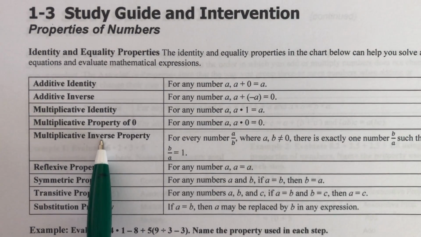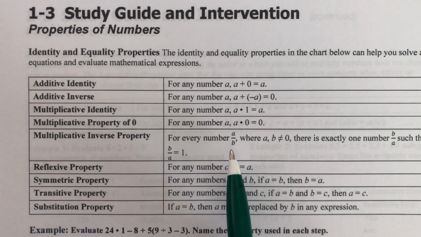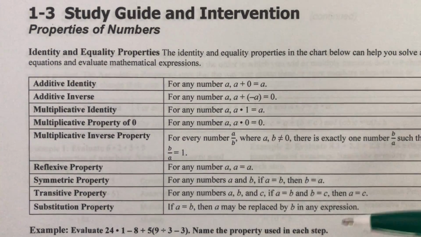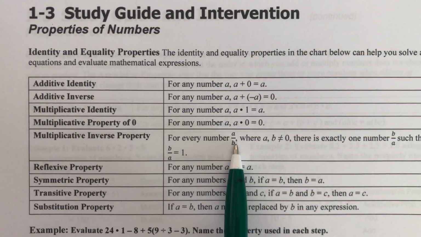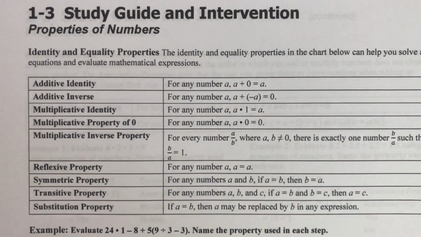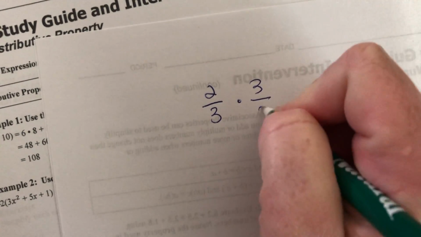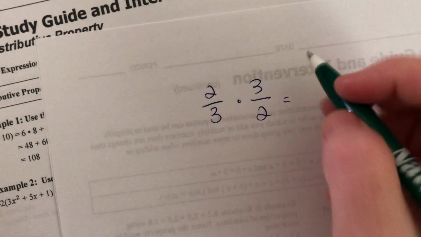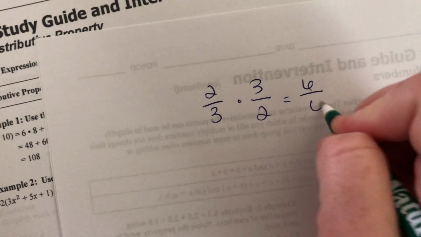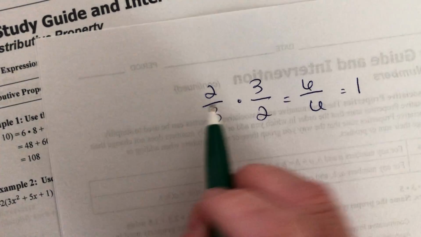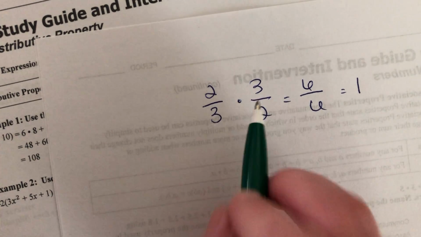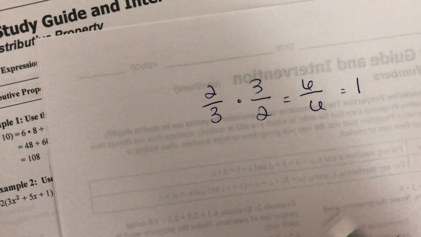For the multiplicative inverse, instead of changing the sign, we're flipping a number upside down. In other words, if you multiply a number by its reciprocal, and we're going to have examples of that in a minute. Here, let me flip this over. I'll do an example. If I multiplied 2/3 times 3 over 2, think about it. 2 times 3 is 6. 3 times 2 is 6. 6 over 6 is 1. Whenever you multiply a number by its inverse, by flipping it upside down, the answer is always 1.